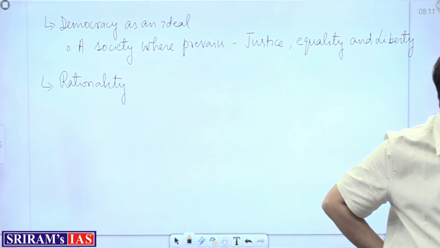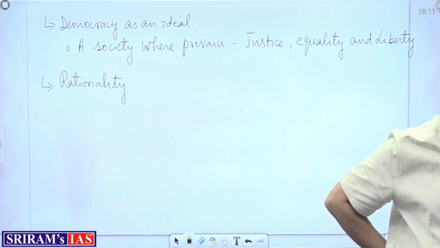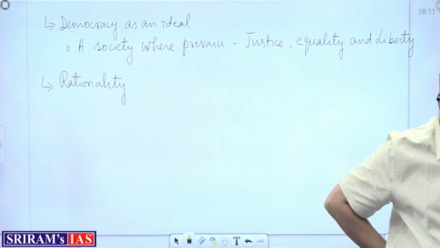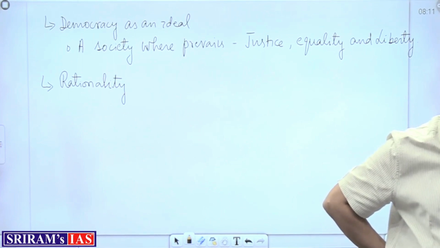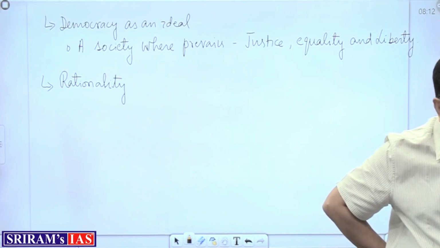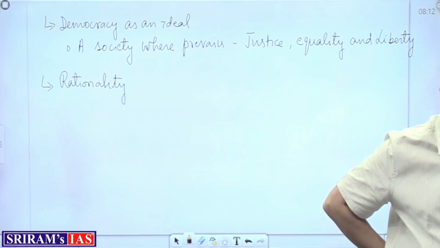So such type of understanding based statements may be there in your prelims examination, that which of the following statements is correct regarding democracy. The success of democracy depends on rational thinking. If the people will not think in a rational way, obviously democracy will not survive.